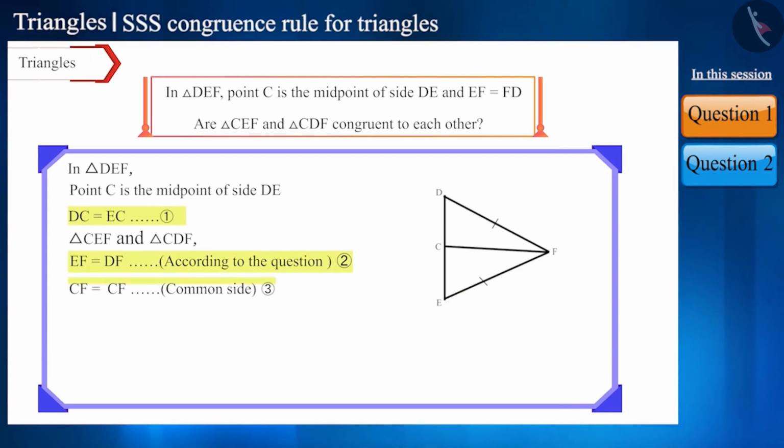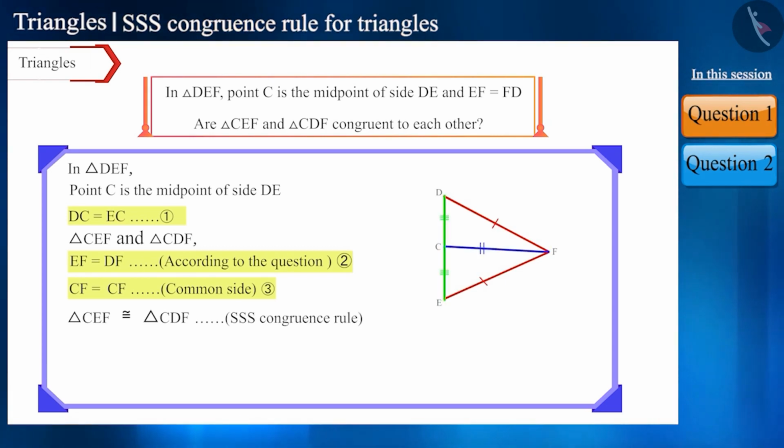By looking at equations 1, 2 and 3, we can say that according to the side-side-side criterion or the SSS congruence rule, these two triangles are congruent because all three sides of these two triangles are equal.